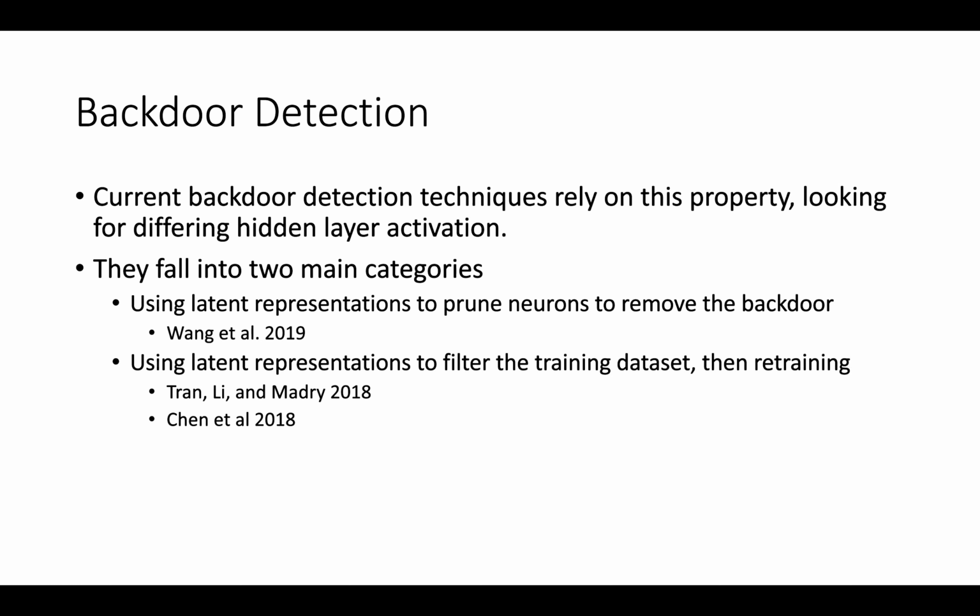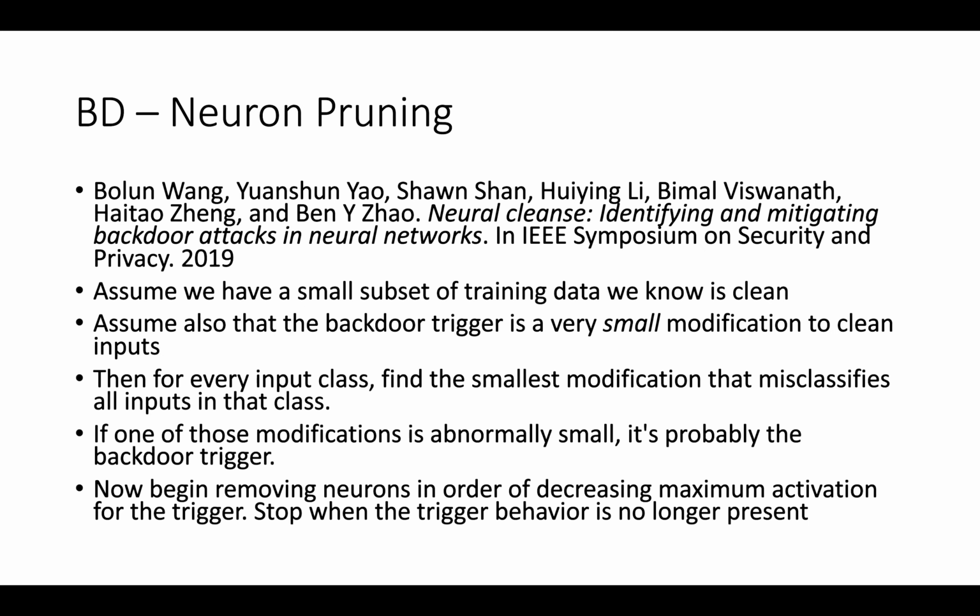There are two main categories of detection. There's one that uses the latent representation to prune neurons to remove the backdoor, while there are two others that use the latent representation to actually filter the data set. Pruning neurons modifies the model, while filtering the training data set changes the data set used and then retrains the model on the cleaned data set. Neuron pruning. So there are the paper details there.